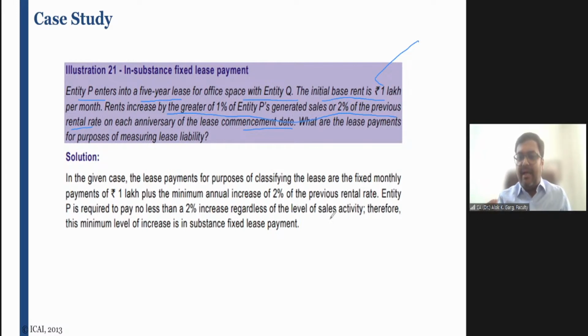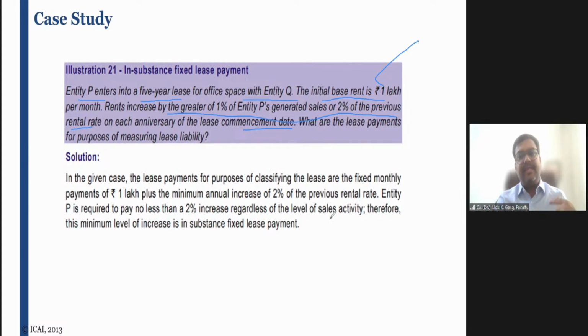Let's say in the last year, the sale was 50,000 rupees. So what is 1% of 50,000 rupees? 500 rupees. Okay. So 1% of lessee generated sales or 2% of the previous rent. What is my previous rent? 1 lakh rupees. So what is 2% of 1 lakh rupees? 2,000 rupees. So which is higher, 500 rupees or 2,000 rupees? 2,000 rupees is higher. So in this case, the increase is 2,000 rupees.